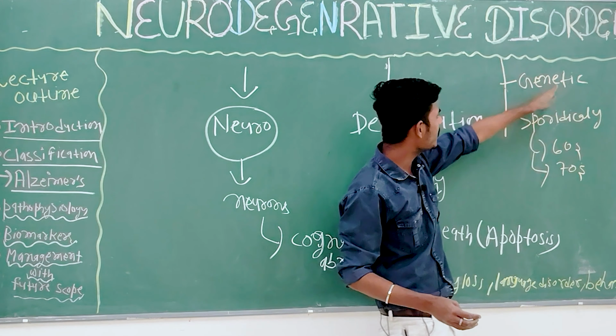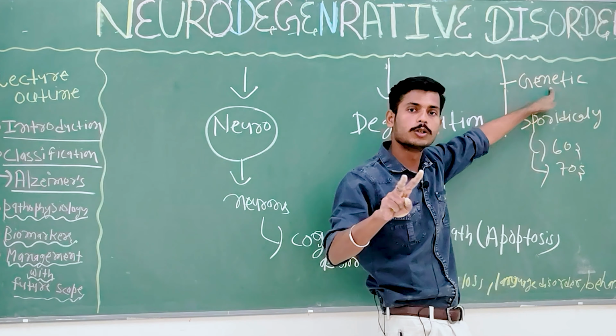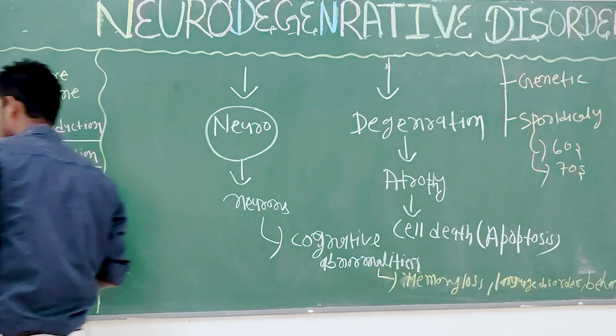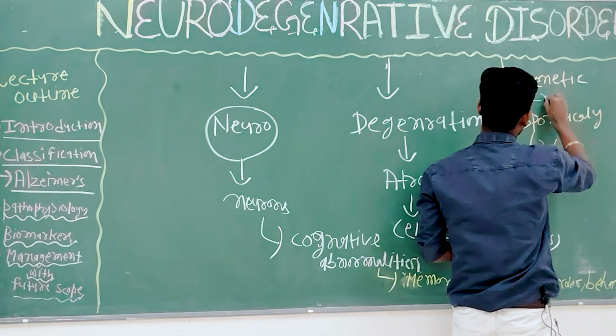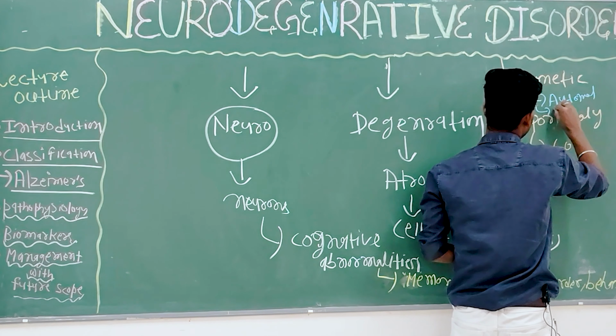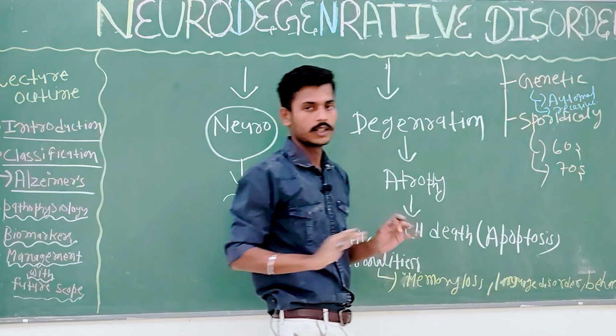Now, these genetic neurodegenerative disorders can be both autosomal dominant as well as recessive. Autosomal and recessive, it can be both. Got it? No problem.